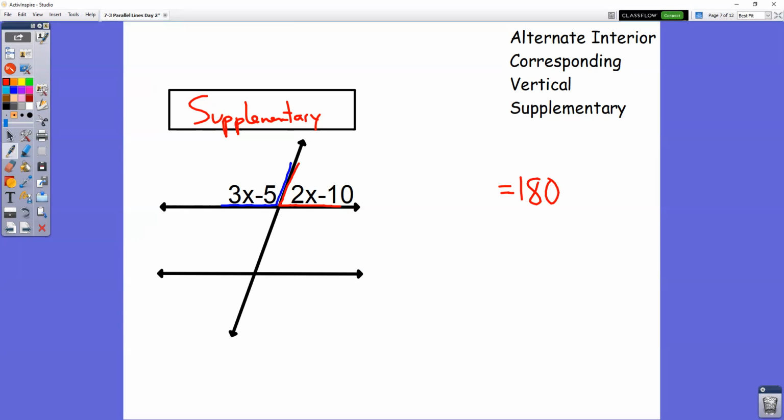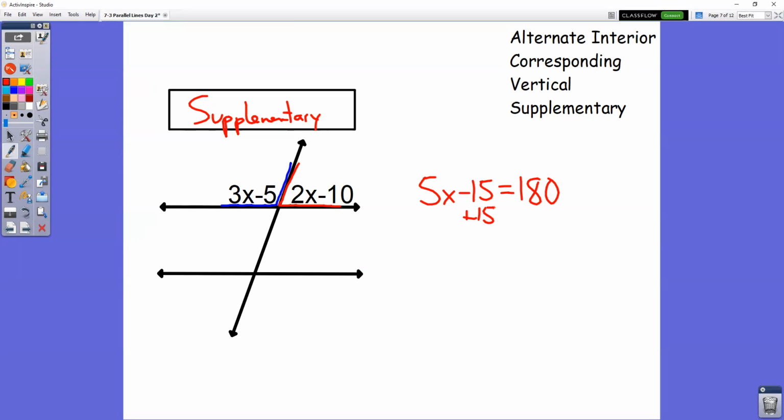Add together our x's and our x's. So 3x plus 2x is 5x. Add together our -5 and our -10. Make sure that you pay attention to the sign that's in front of the number. So yes, this was -5 and -10, but when we add them together, it's -5 plus -10, which is -15. So there's our equation.